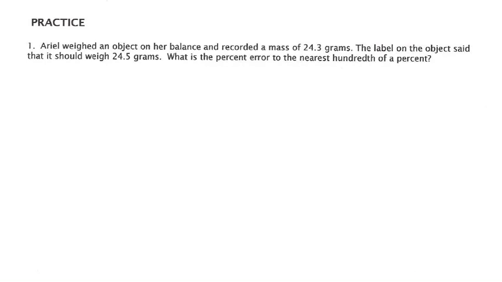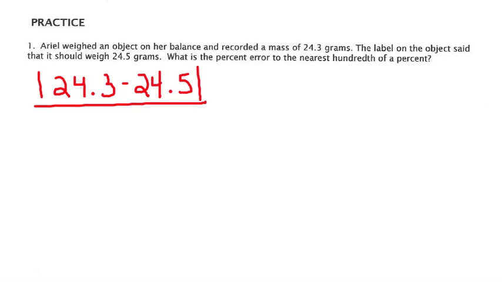Now let's try a few practice problems. Number 1. Ariel weighed an object on her balance and recorded a mass of 24.3 grams. The label on the object said that it should weigh 24.5 grams. What is the percent error to the nearest hundredth of a percent? So we take the absolute value of 24.3 minus 24.5 grams over, and it should weigh 24.5 grams, so that's what we put as our denominator, times 100.